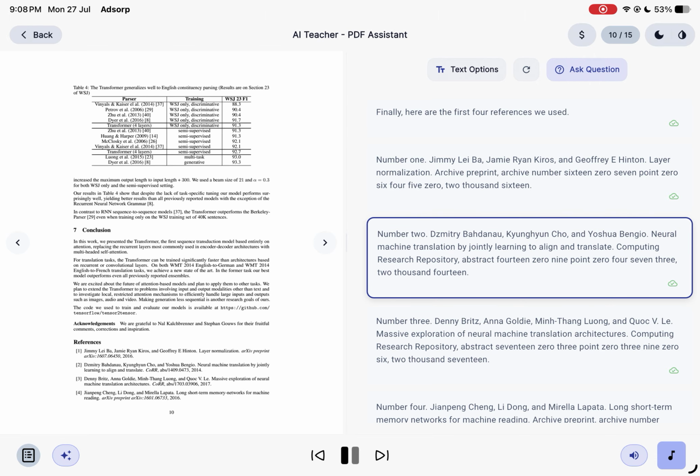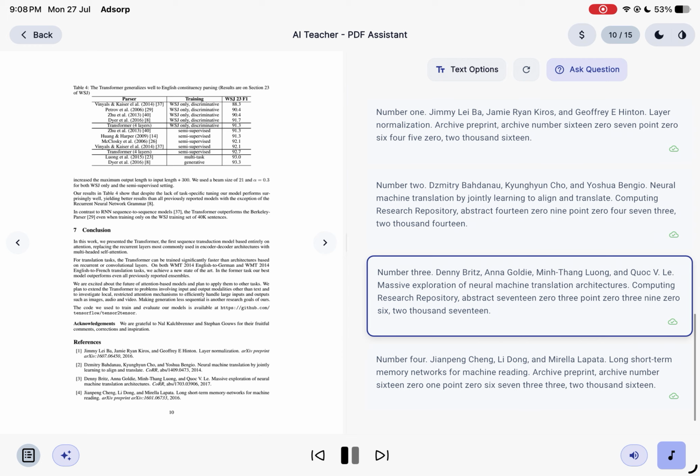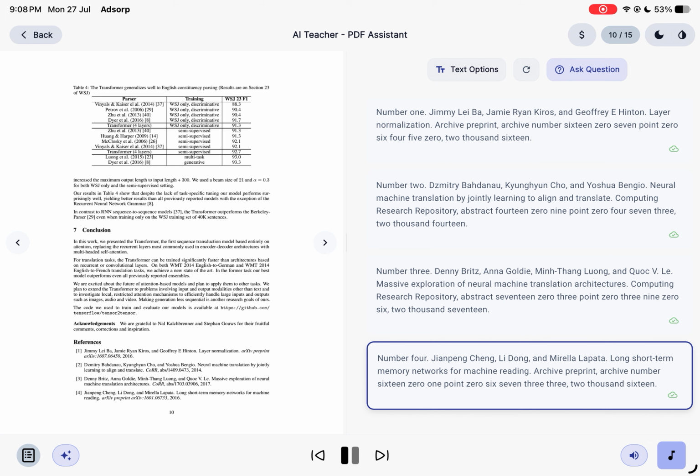1409.0473, 2014. Number 3. Denny Britz, Anna Goldie, Minh-Thang Luong, and Quoc V. Le. Massive Exploration of Neural Machine Translation Architectures. Computing Research Repository, abs 1703.03906, 2017. Number 4. Jianpeng Cheng, Li Dong, and Mirella Lapata. Long Short-Term Memory Networks for Machine Reading. arXiv preprint, arXiv number 1601.06733, 2016.